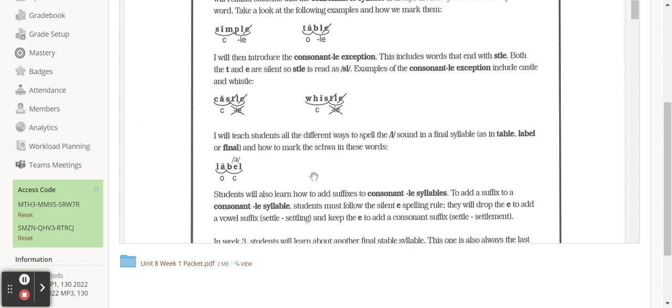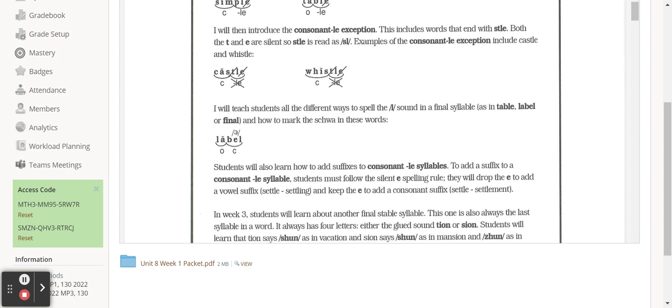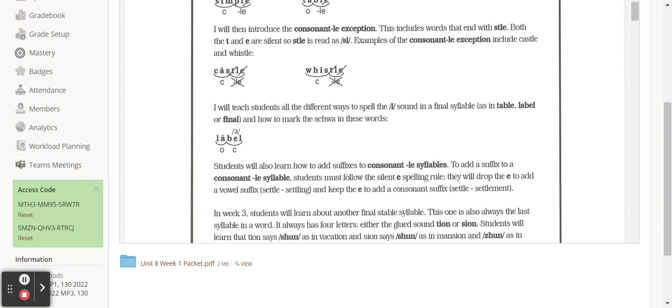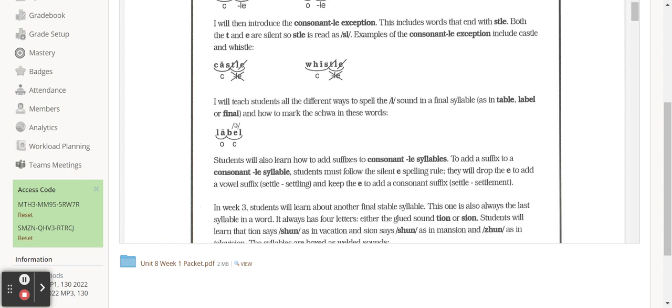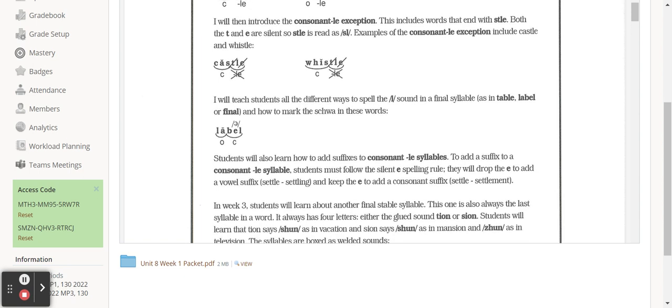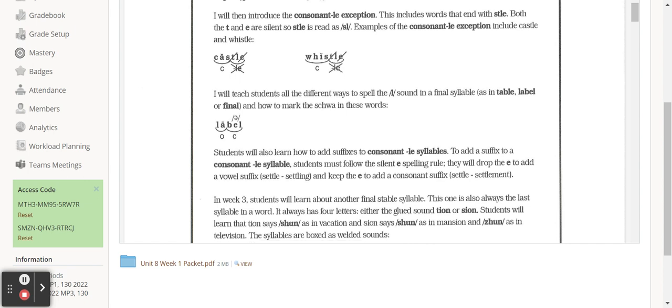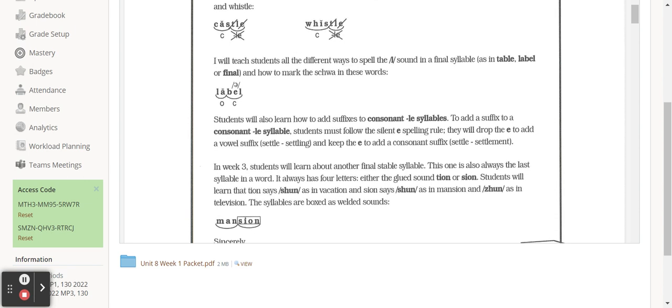I will teach students all the different ways to spell the ul sound in a final syllable, like in table, label, or final, and how to mark the schwa in these words. So we don't say "lay-bel." This is a schwa sound. It's unexpected. Students will also learn how to add suffixes to consonant LE syllables.